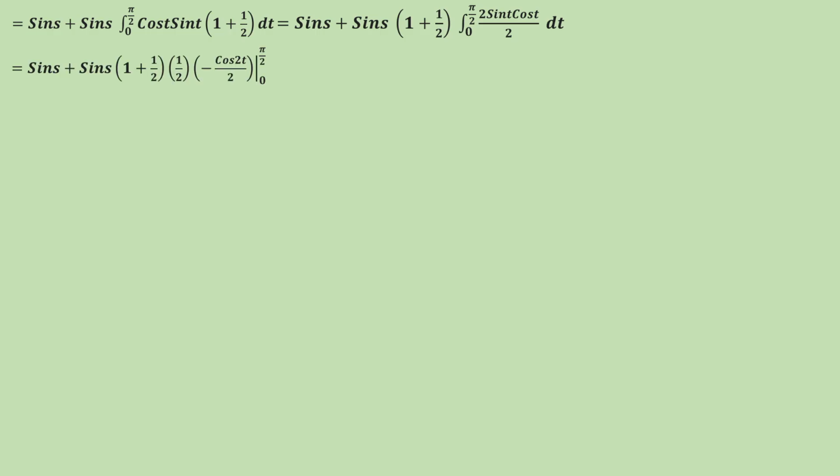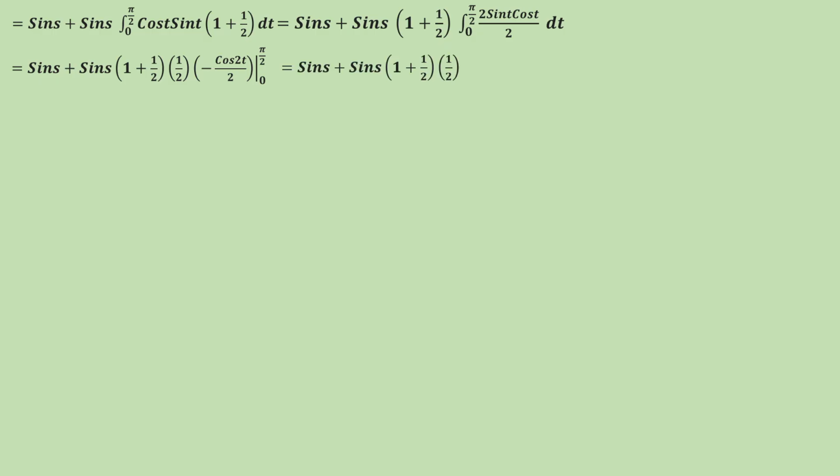So this is equal to sin s plus, again we are multiplying 2 with numerator and 2 with denominator. 1 plus 1 by 2 is constant, take it outside from the integral. Then it will become sin 2t inside the integral, right? So again integral of sin 2t is minus cos 2t by 2. That is why we are writing sin s plus sin s into 1 plus 1 by 2 into 1 by 2, minus cos 2t by 2, lower limit 0, upper limit pi by 2, right?